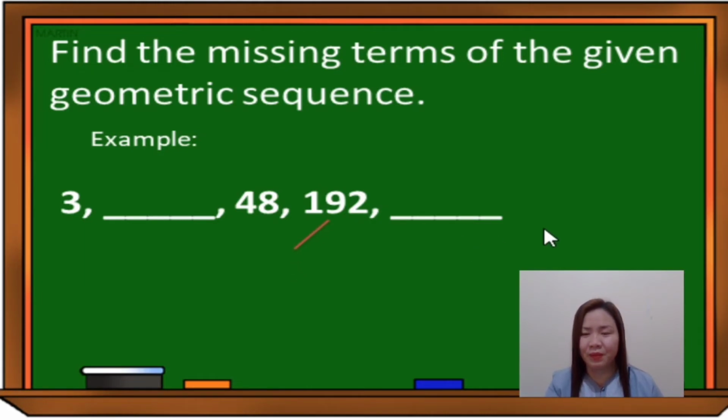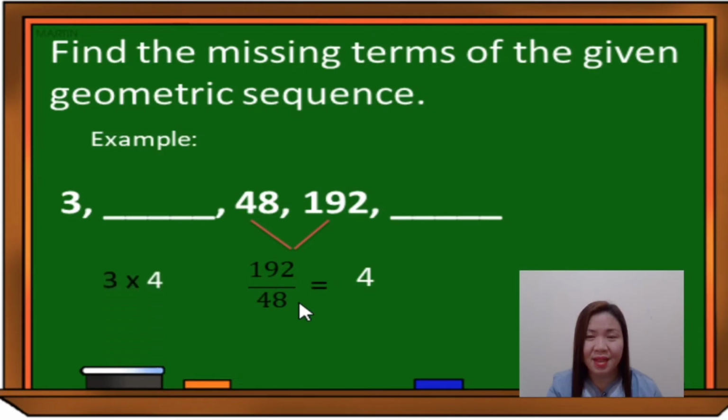So the first one, you are just going to copy 192 divided by 48. And the quotient for that is 4. Then what are we going to do? The next step that we are going to apply is: 4, the quotient, multiply it to the first term. So the answer is 12.